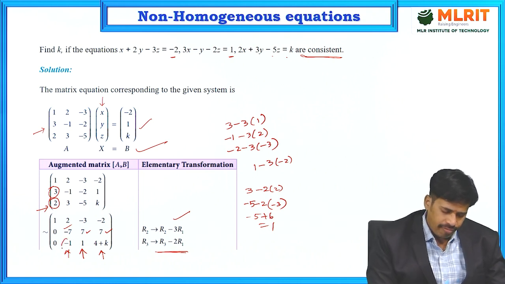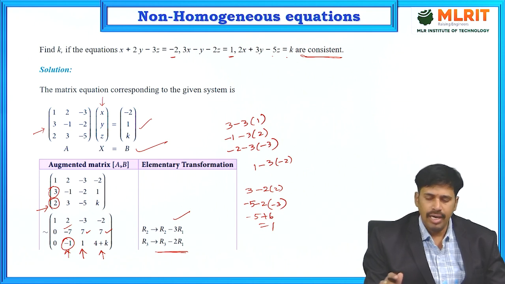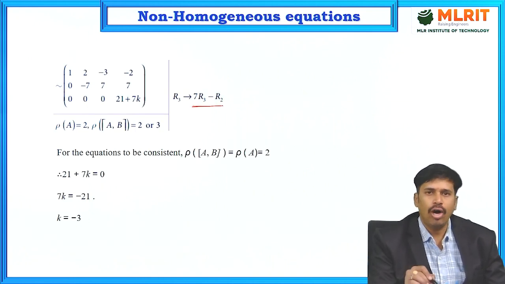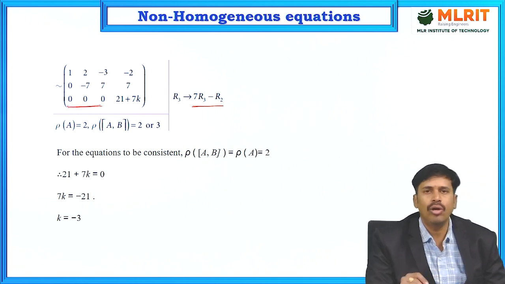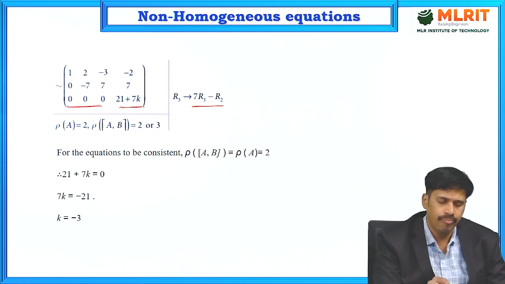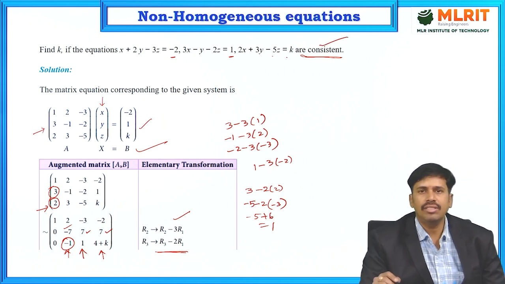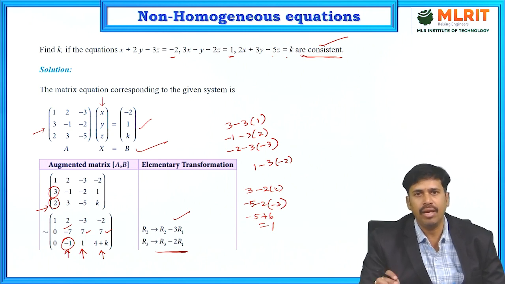Next step, we have to make this element 0 by using the second row R2. Let us see the operation: R3 tends to 7R3 minus R2. So we get all the third row elements 0 and this one. Since it is given that the system of equations is consistent, consistent means both the rank of A and the rank of the augmented matrix must be equal. Then only we say that the system of equations is consistent, right?